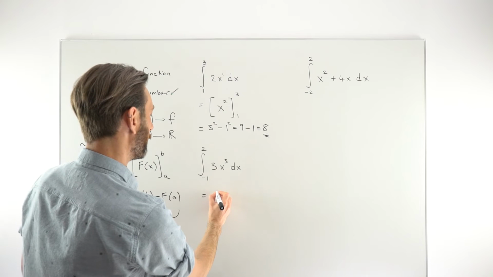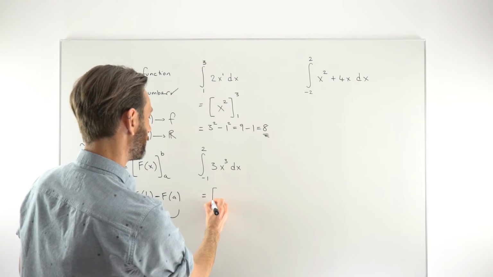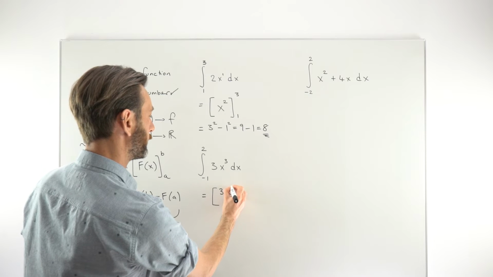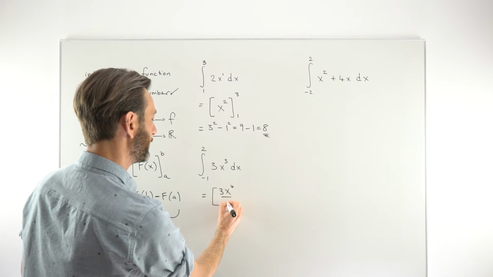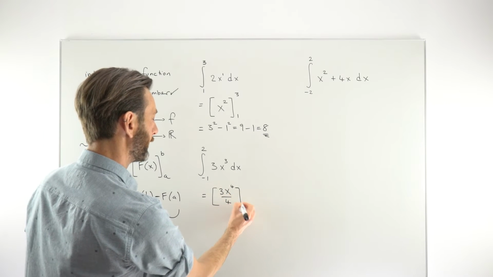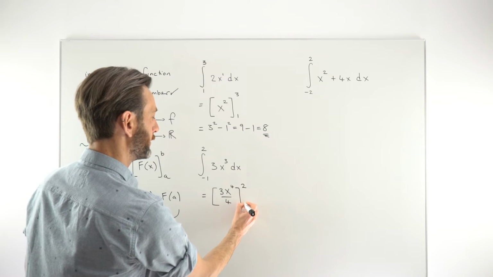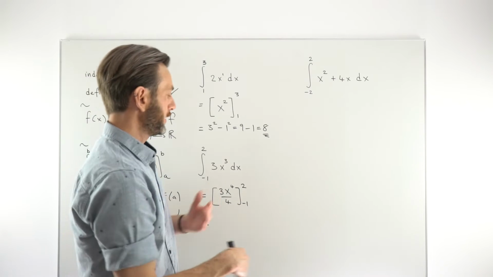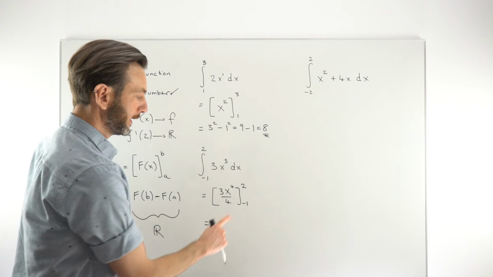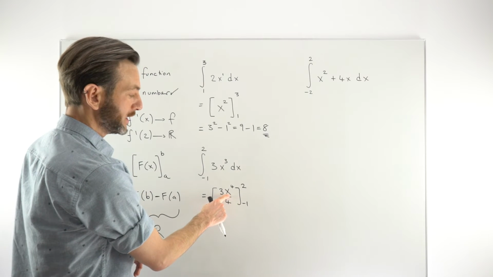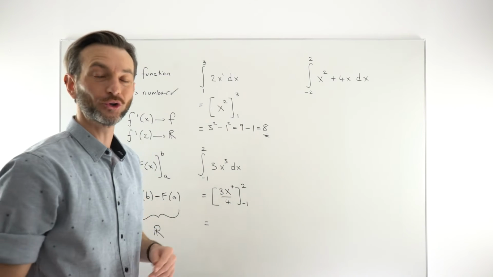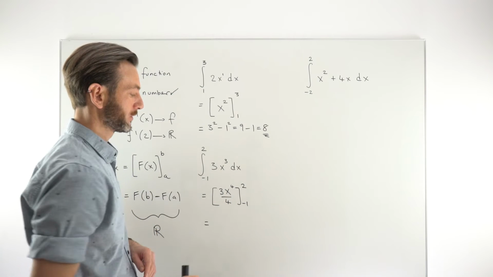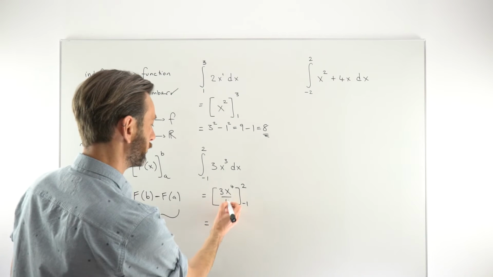So increasing the power by 1 and dividing by the new power. I'm just going to set this up in the bracket. So that's going to give us 3x to the 4 divided by 4. Okay, that's our antiderivative. Just putting on the limits again, and then we just need to evaluate this. So maybe doing this one a little bit more quickly. If we put a 2 in here, it's going to be 2 to the power of 4. 2 to the power of 4 is 16. 16 times 3 is 48 over 4.